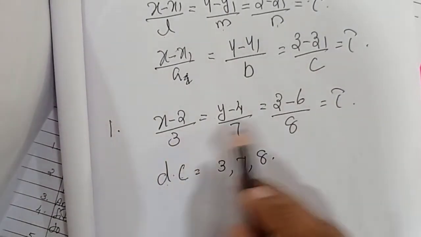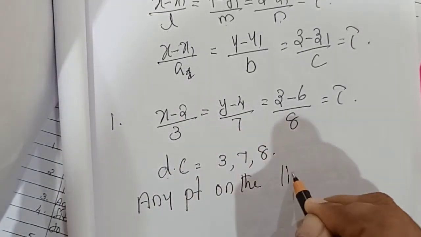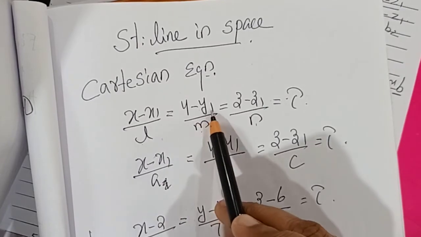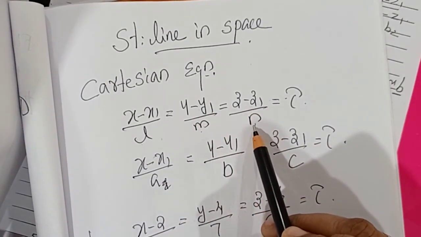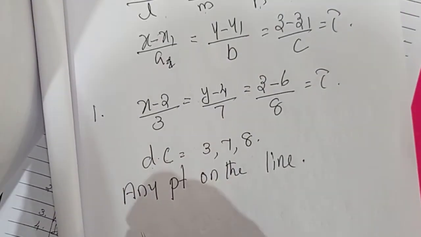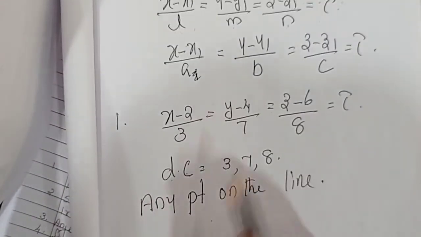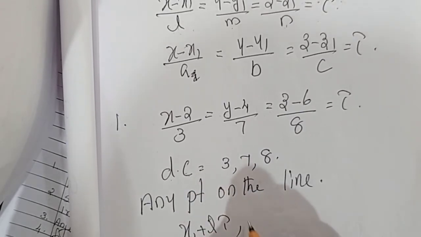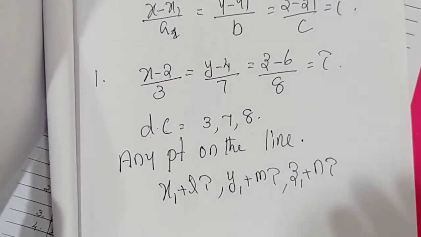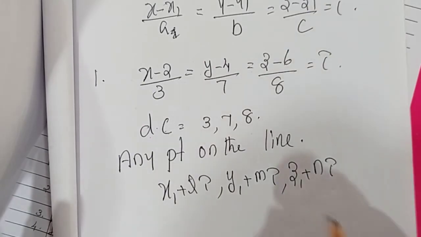Then next one, from this line, any point on the line. All of you look at the first case. (x minus x1)/L equal to (y minus y1)/m equal to (z minus z1)/n equal to lambda be the general equation. Then any point is, when you cross multiply, x1 plus L lambda, comma, y1 plus m lambda, comma, z1 plus n lambda. Any point on this line formula: x1 plus L lambda, y1 plus m lambda, z1 plus n lambda.